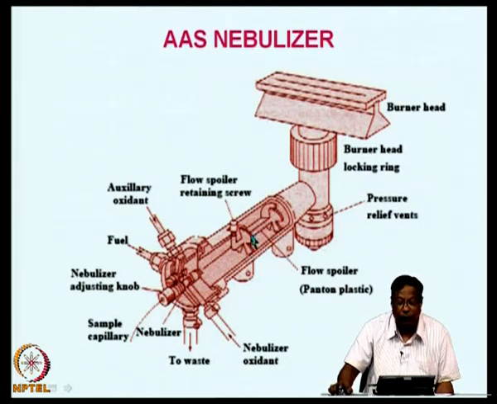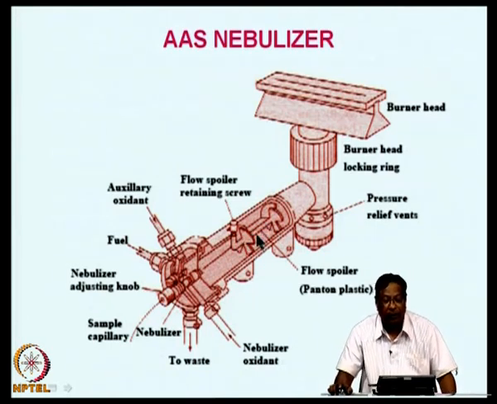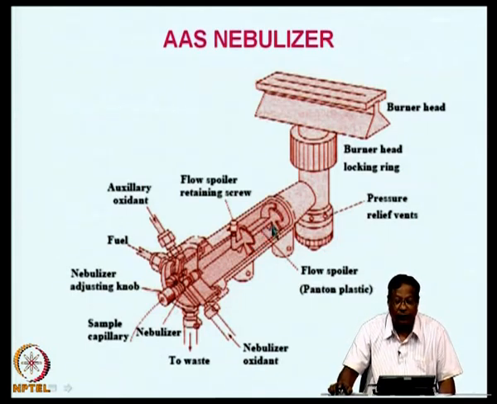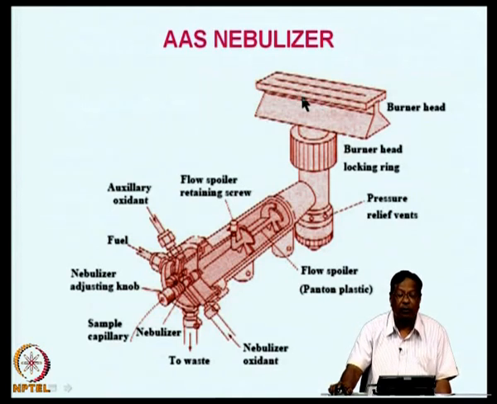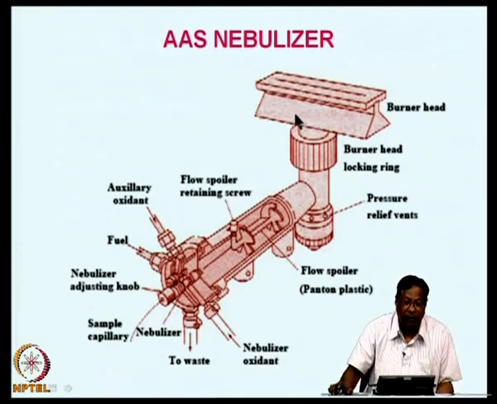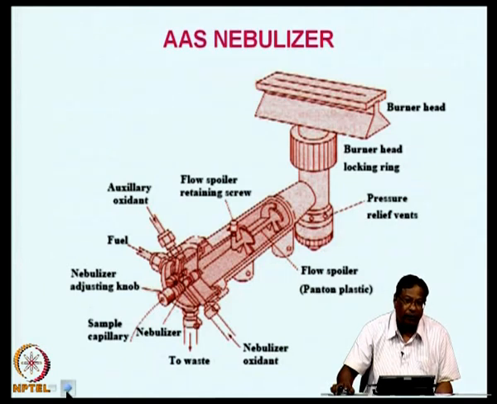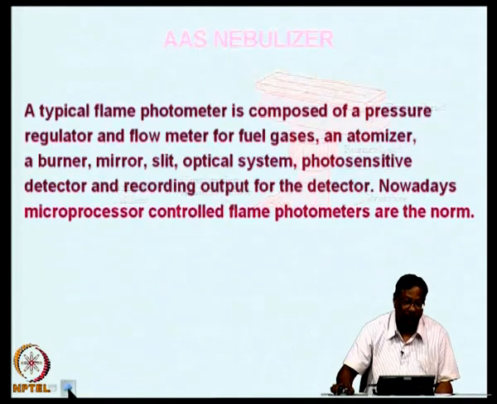And then you can introduce flow spoiler or even a small plastic bead to reduce the flow and to reduce the particle size, aerosol size, and then you can have pressure relief valves and burner head and locking ring, which will open into the atomic absorption flame unit. This is slightly more complicated, but in dedicated instruments you do not need so much of sophistication, because it is there in atomic absorption, we use that.